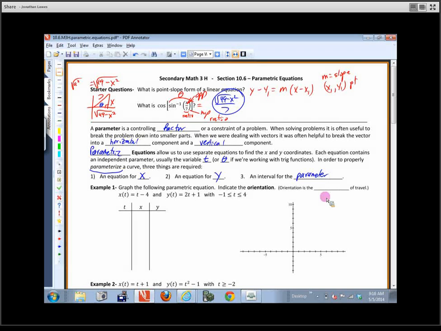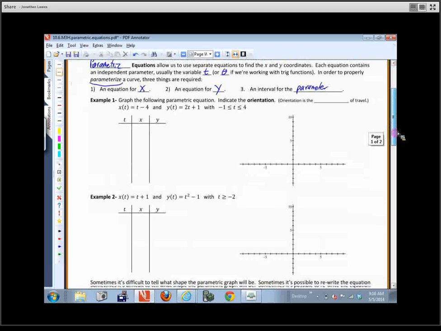So usually we'll call this a t interval or a theta interval. But we've got to have an interval for the parameter. So I've got a little problem right here, an example that we're going to take a look at. And here's what it is. It shows all three things that we need to parameterize a curve.